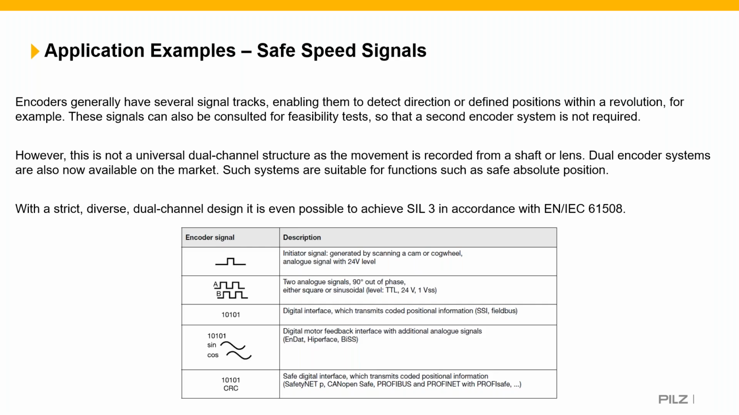Most encoders don't achieve the universal dual channel structure, but there are some now available, and where there is a strict diverse dual channel design, you can achieve up to SIL level 3, performance level E, for example, in accordance with 61508. So it's not easy to do sometimes, but you just have to be aware of the types of signal and how they apply to the individual applications.